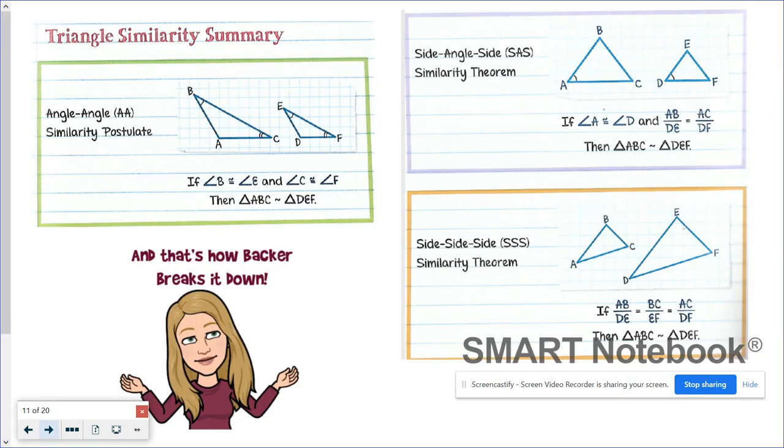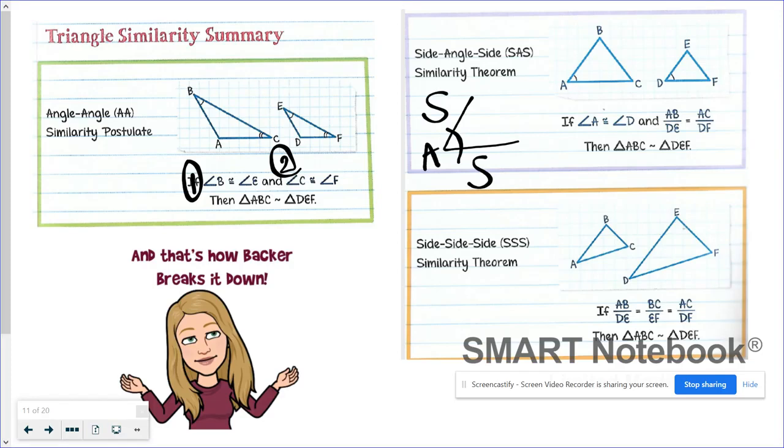We can prove two triangles are similar using the angle-angle similarity postulate, which basically says that I need two pairs of corresponding congruent angles in order to say triangles are similar. I have the side angle side similarity theorem, and that's what we just saw with our little cartoon. Okay, remember side angle side, the angle and the sides have to be connected like that.